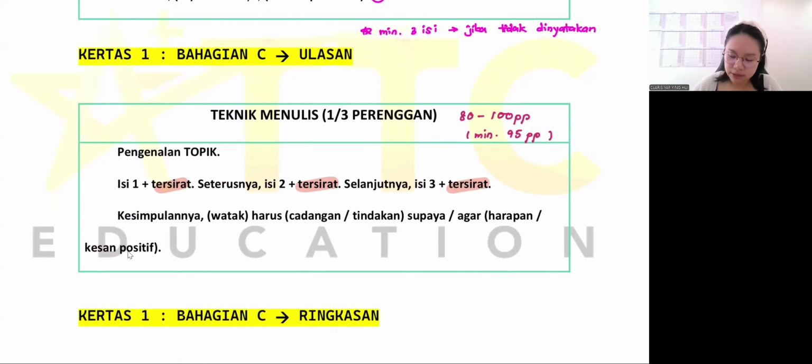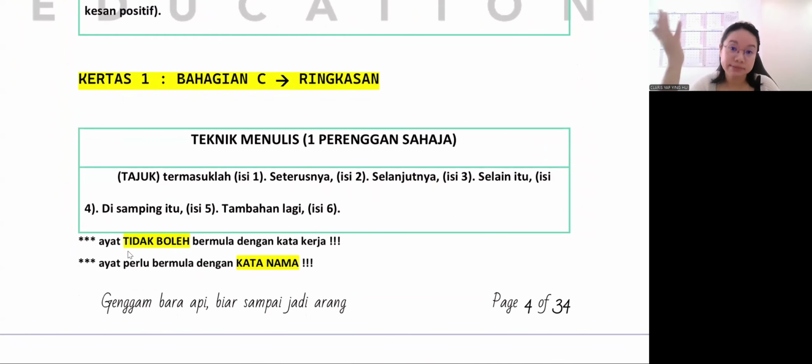Okay, then next one, ringkasan, simple. Just get the point and write in one paragraph. Where do you get the title? From the instruction. May I ask how many points I need to find for ringkasan?